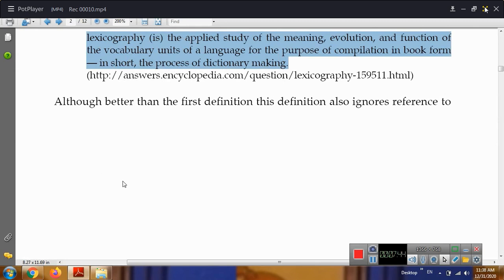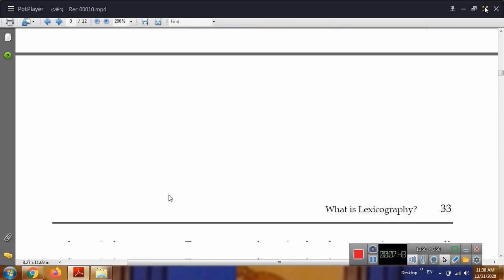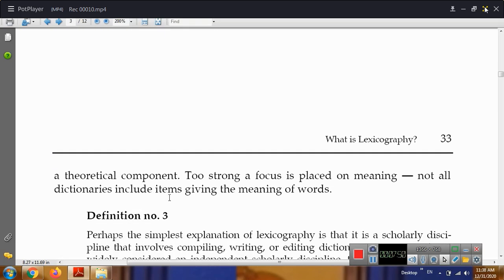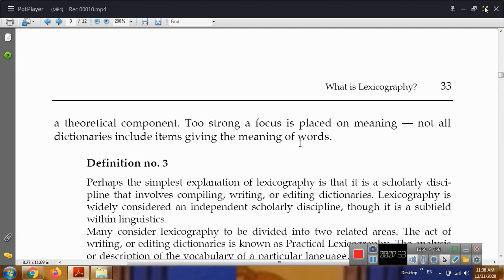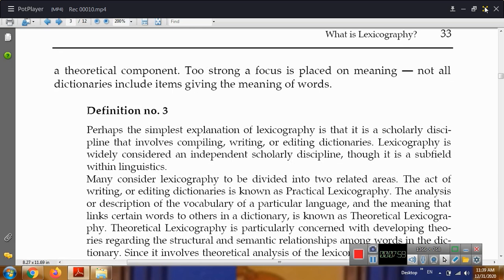Also, better than the first definition, this definition also ignores reference to the theoretical component. Too strong a focus is placed on meaning. Not all dictionaries include items giving the meaning of the words.